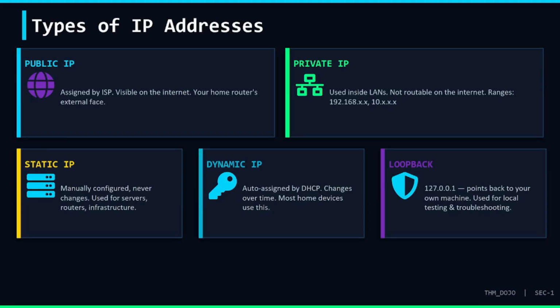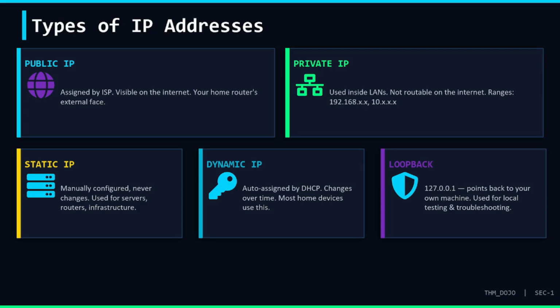Then come the types of IP addresses: public, private, static, dynamic, and loopback. Public addresses are the type of addresses which are facing towards the public. It is an IP address assigned by the internet service provider, visible over the internet, say your home router to the external space. Then comes the private IP, used inside a local area network, not routable on the internet, with ranges like 192.168.something.something.